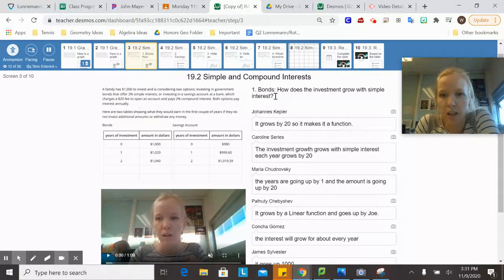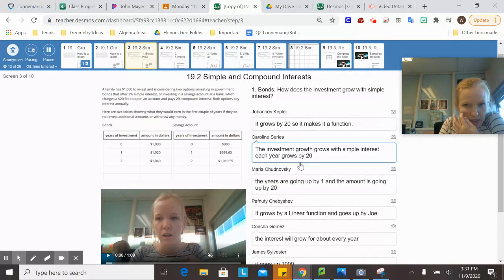Slide 3. We had this whole thing, hopefully you watched the short video clip, but for bonds, how does the investment grow with simple interest? So it was 2% simple interest. If I look at the bonds here, it goes from 1,000 to 1,020 to 1,040. So it's increasing by the same amount each time, and more specifically, it's growing by $20 each time.